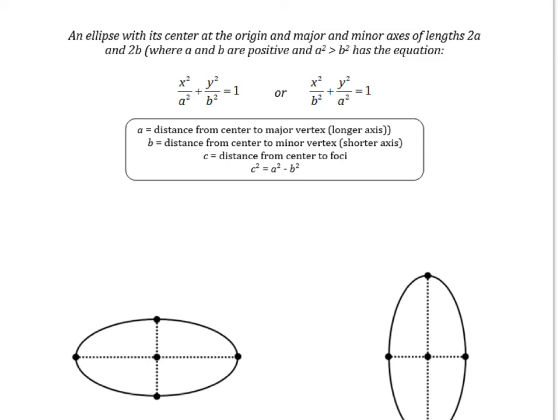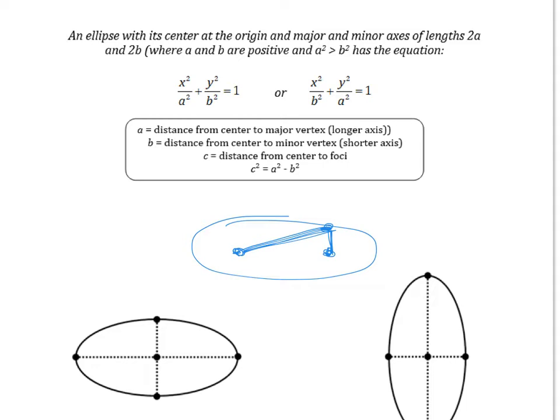Hi everybody. The beginning of this is intended to be a recap of what we hopefully got to in class today. So we should have by now done the investigation with the string and the push pins and drawn our ellipse and learned the definition of an ellipse: it's a set of points where at any point on the ellipse the sum of the distances to the two foci of the ellipse is constant.